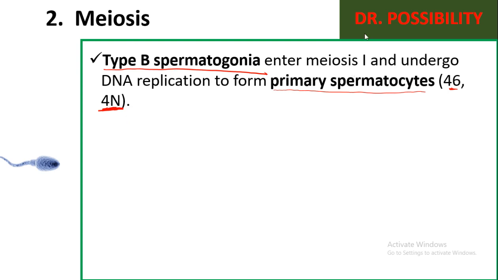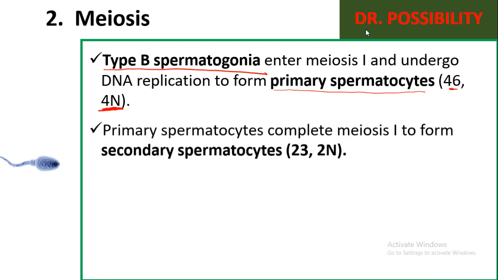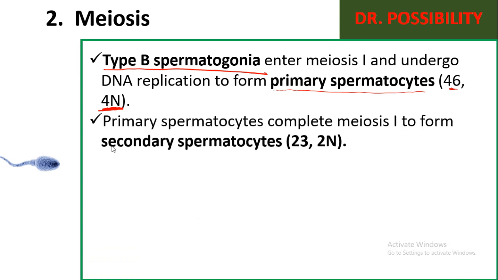From here, this primary spermatocyte will also undergo the process of meiosis. This primary spermatocyte is in between the beginning and the end of meiosis 1. It is now going to complete the process of what? Meiosis 1, to form the secondary spermatocyte, which is now having a what? A diploid. Not a diploid, rather it is having two sets here, which is having a diploid.